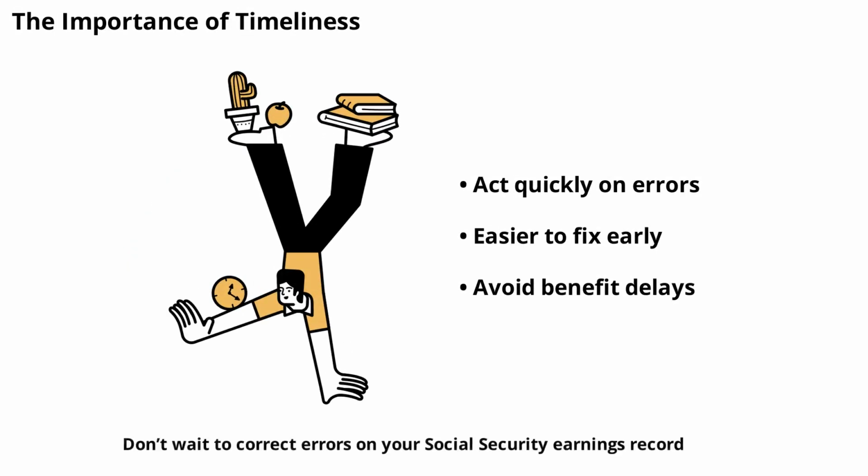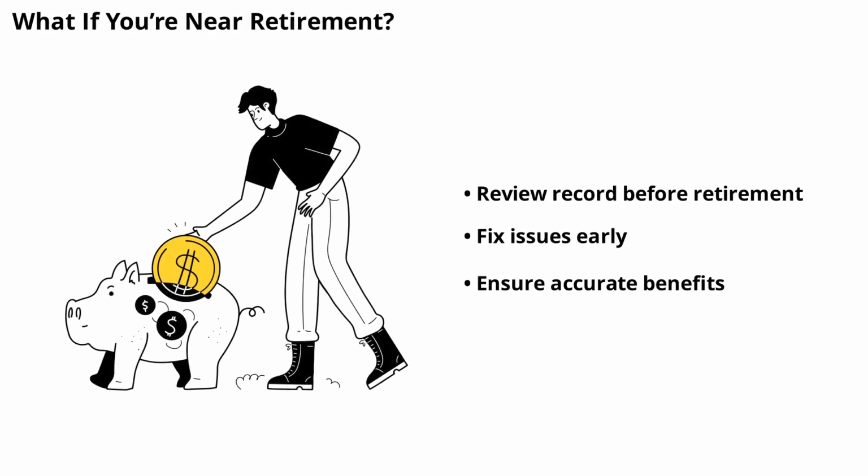Don't wait to correct errors on your Social Security earnings record. The sooner you act, the easier it is to fix mistakes and avoid benefit delays. Some corrections may be harder to make if too much time has passed, so review your record regularly and address issues right away. If you're close to retirement, it's especially important to review your earnings record.